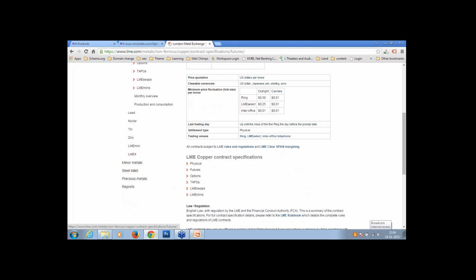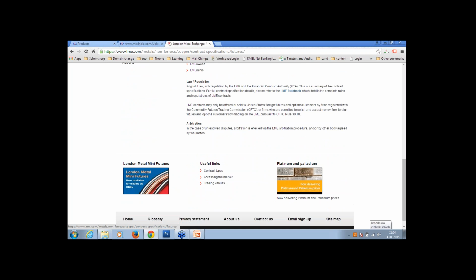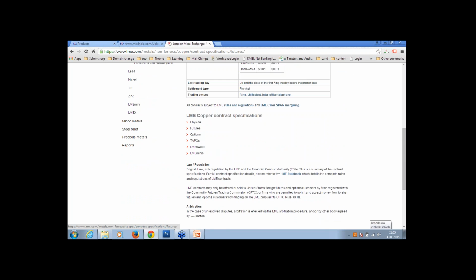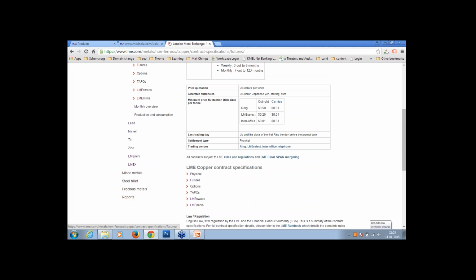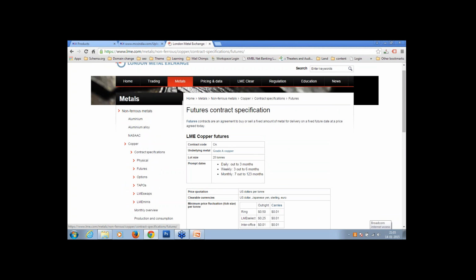you need to find out if we have a very detailed contract on LME. We have mini futures also, if you don't want to buy 25 metric tons on LME. And you can trade in 3 ways on LME: we have inter-office telephone, LME Select, and then we have the ring. The broker will tell you what features you can avail.